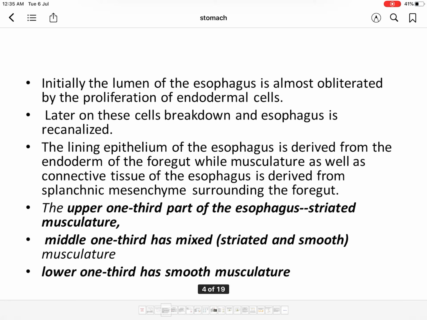In the upper 1/3 part of the esophagus, skeletal muscles are present. The middle 1/3 has mixed type of muscles, meaning striated and non-striated, both muscles are there, and in the lower third only smooth muscles are present in the esophagus.